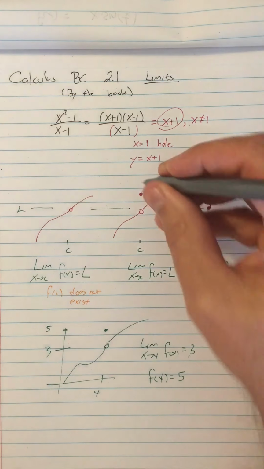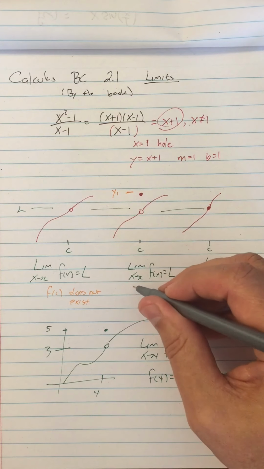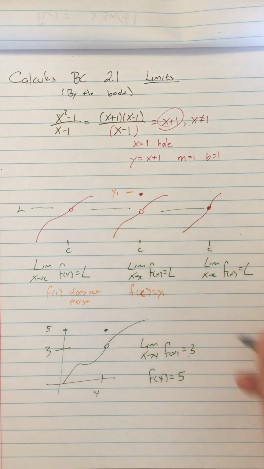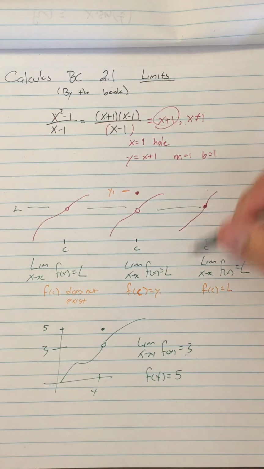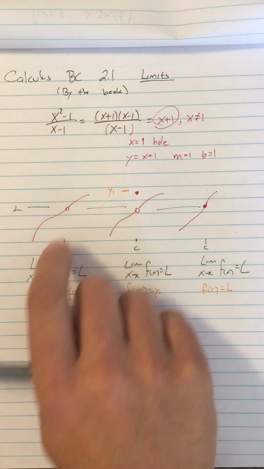If this point is, let's call it y1, in this case, f of c is y1. And in this case, f of c is L. So f of c is whatever the y-coordinate is. But the limit as x approaches c is where the hole is.